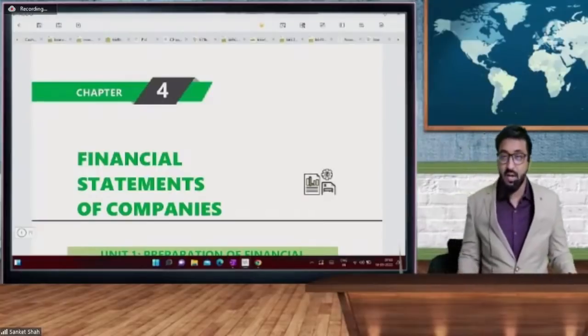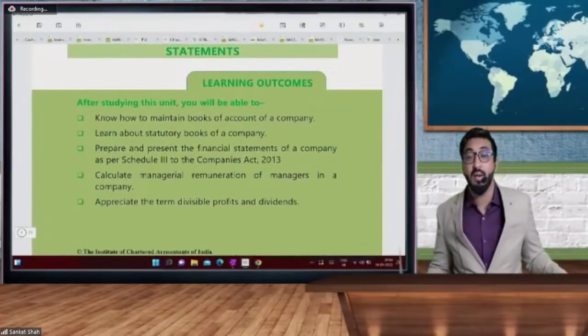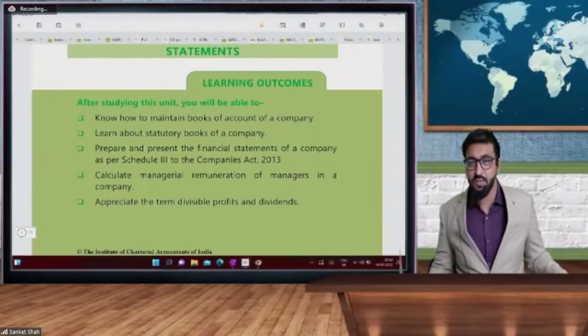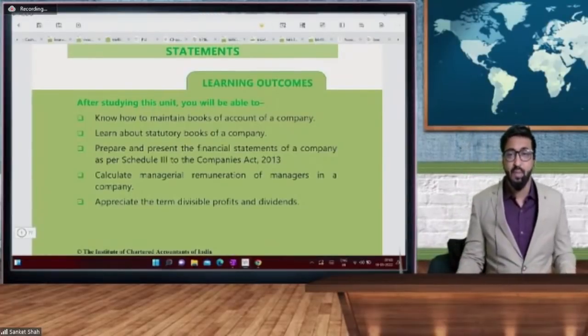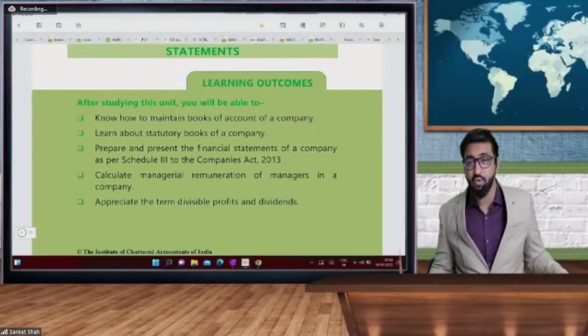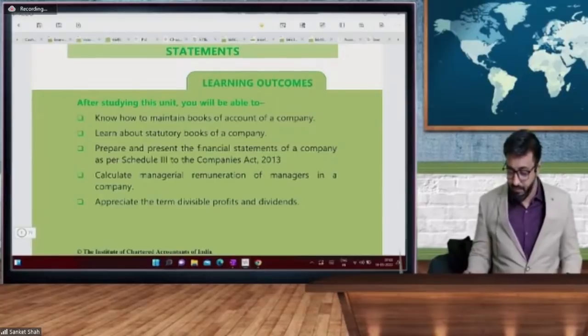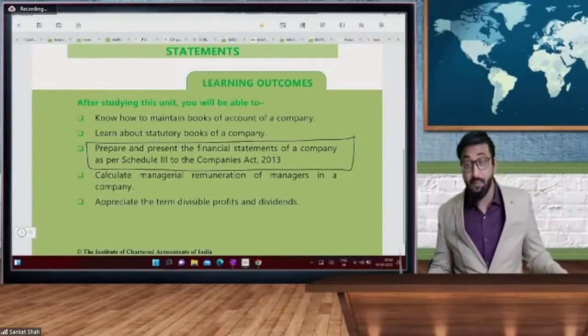So let's start with this financial statement of companies. What we are going to see over here, how to maintain books of accounts. So there is some change in the answer. So this amendment in the last year only regarding maintenance of books of company. Learn about the statutory books of company, prepare and present. So today we are going to see this part, preparation and presentation as per Schedule 3 of Companies Act 2013.